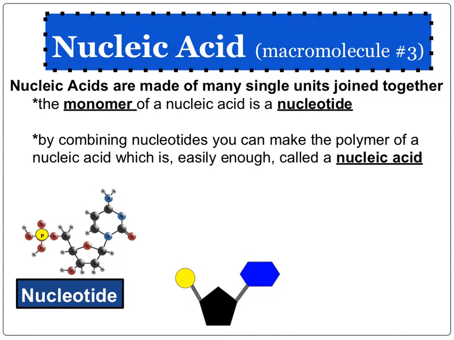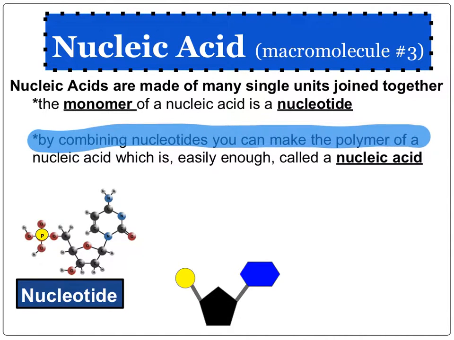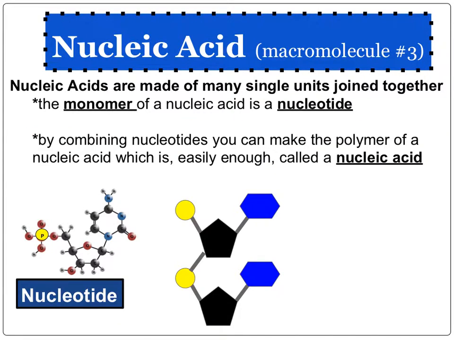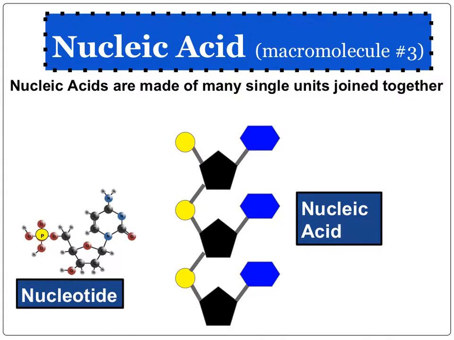Okay, so this is the general structure that we'll be using to represent a nucleotide, because this one's a little more complex. By combining nucleotides, you can create nucleic acids. So this nucleotide will combine with another nucleotide, and maybe even another nucleotide, to create a nucleic acid, which is the polymer. So we have 3 monomers connected to now create a polymer.